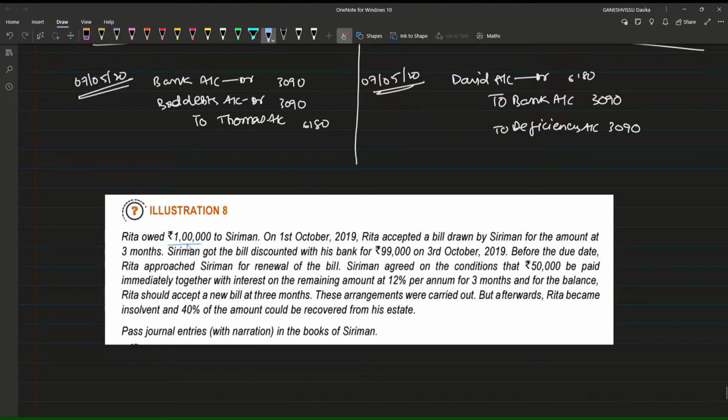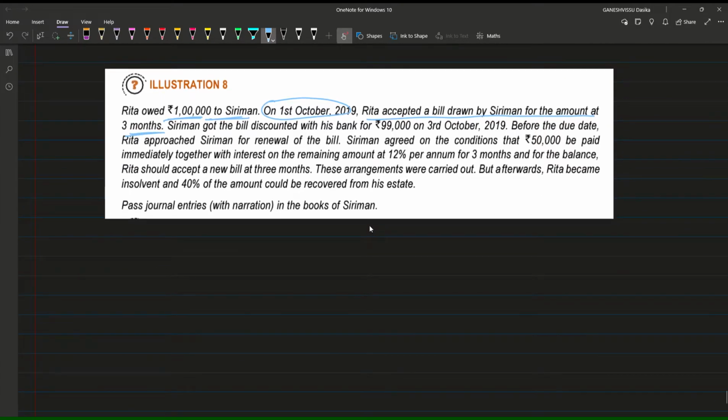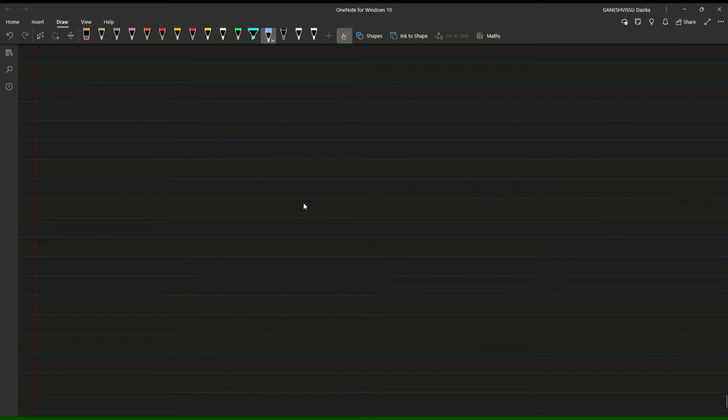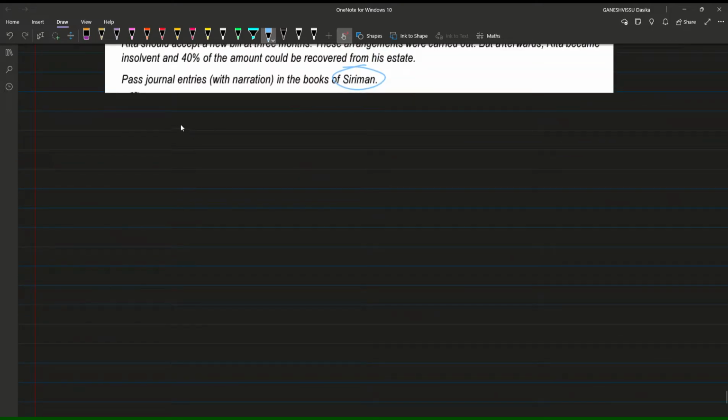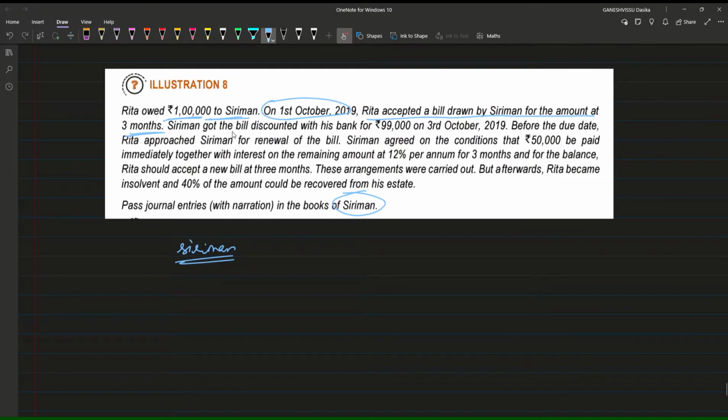Rita owed rupees 1 lakh to Siriman. On 1st October 2019, Rita accepted a bill drawn by Siriman for the amount at 3 months. First of all, we need to write the entries in the books of Siriman, right? We shall go for the books of Siriman only. In the books of Siriman we are going to write down the entries.